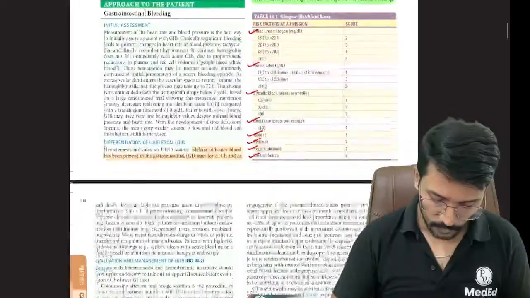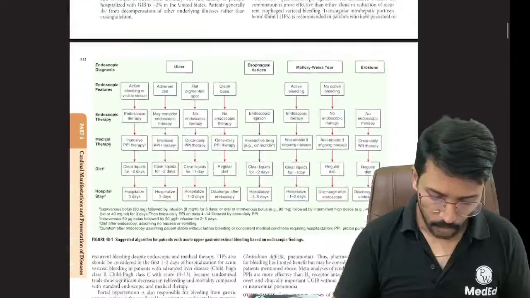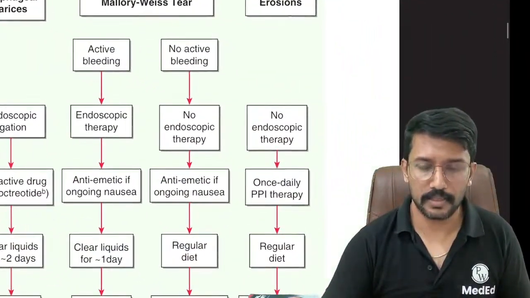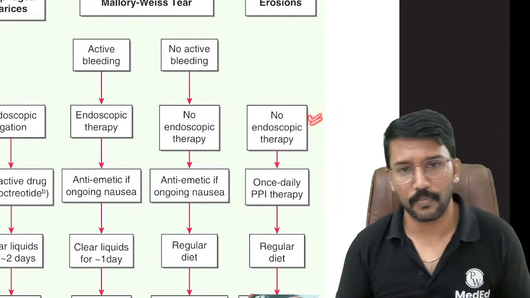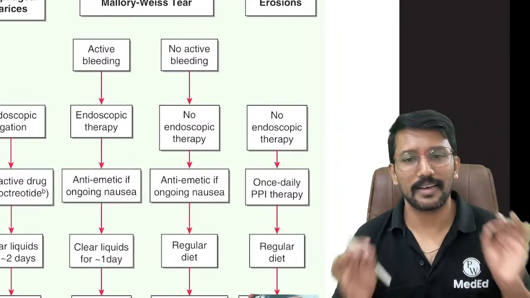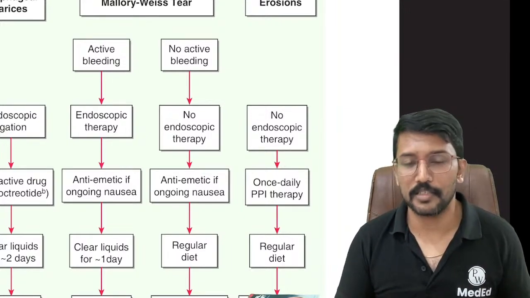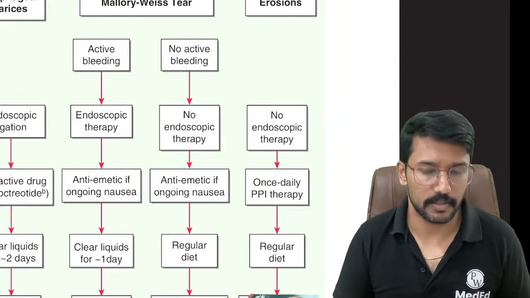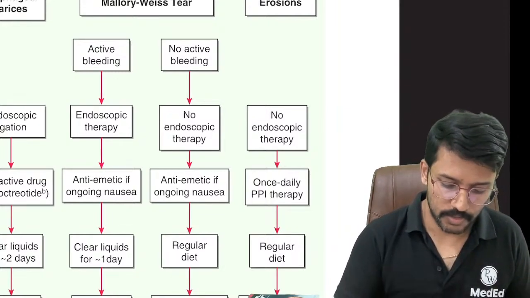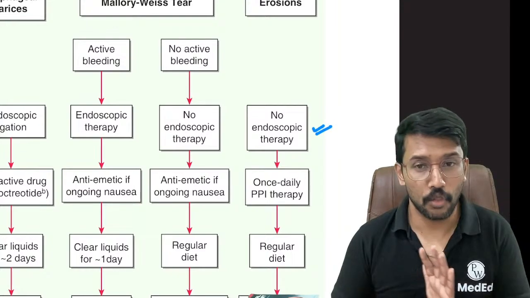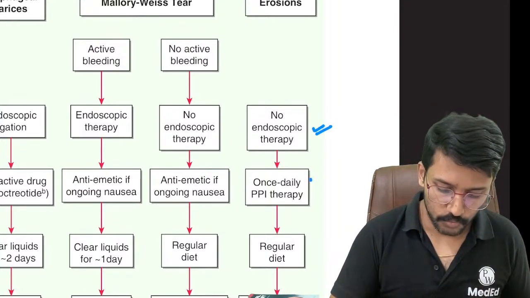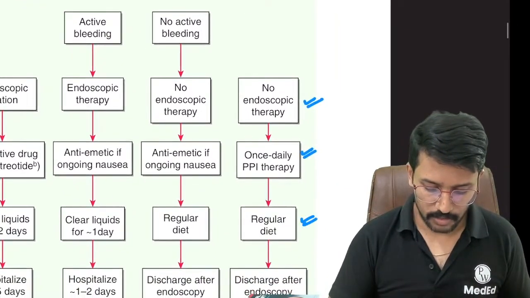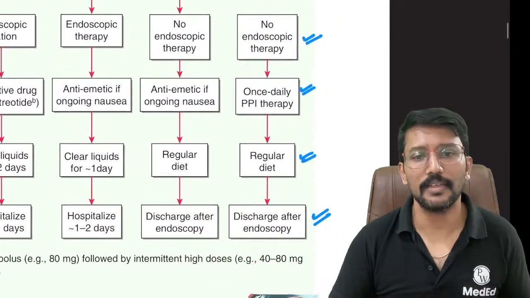So when you look into Harrison, it gives you a small algorithm or an approach to a patient presenting with upper GI bleed. Okay, so the first thing I want you to see is when there are erosions in the GIT. Erosions in the GIT are relatively very safe; it is unlikely that this patient will bleed heavily or develop hemodynamic instability. So any patient with erosive gastrointestinal bleed needs no endoscopic intervention. All we need to do is give them pantoprazole or other PPIs once a day orally, put them on a regular diet, and discharge them after the endoscopy.